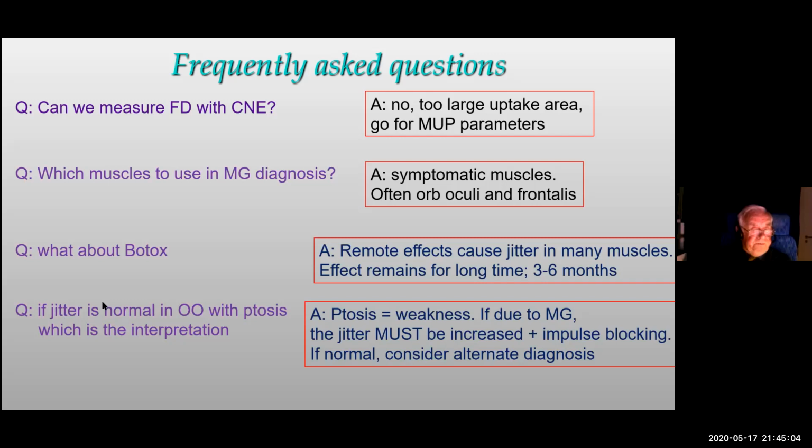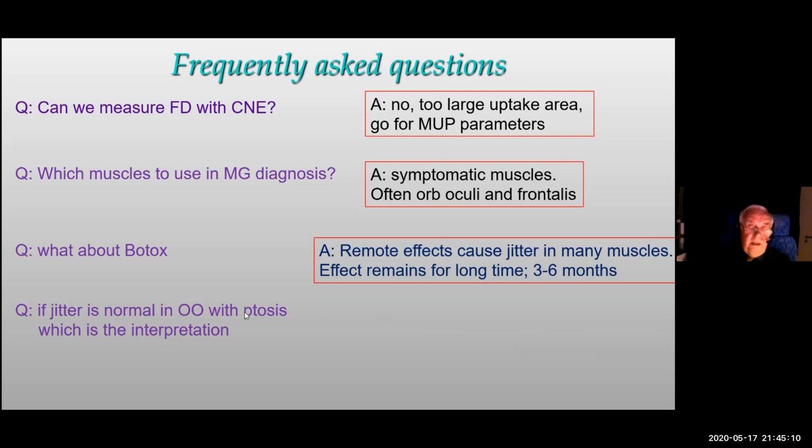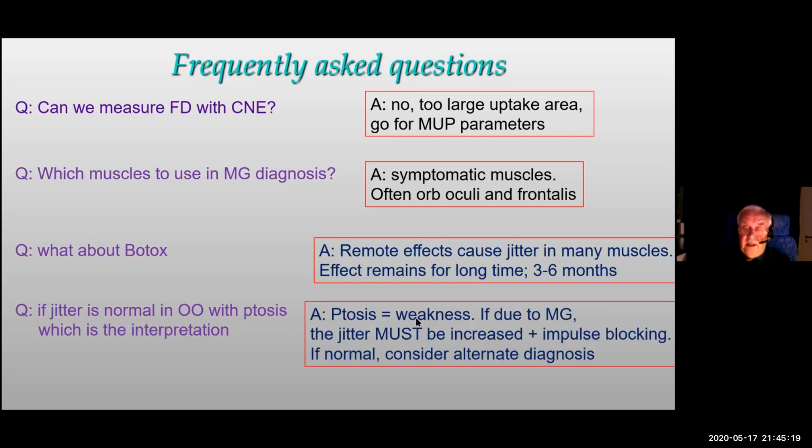And then if the jitter is normal in orbicularis oculi and the patient has a ptosis there, then ptosis means weakness. And if that is due to myasthenia, the jitter must be increased with impulse blocking, as I said. If jitter is normal, we must say that it is likely to be another diagnosis.